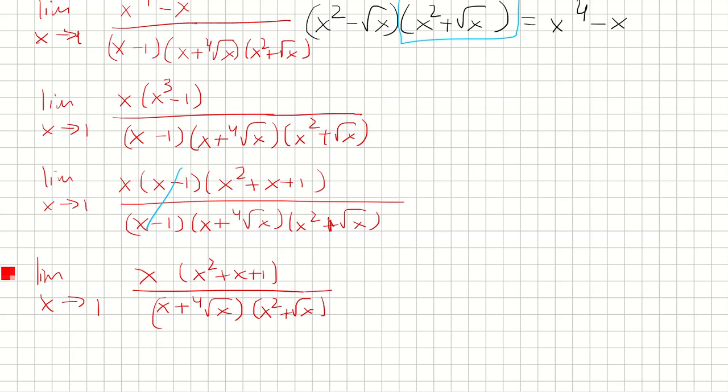Now we didn't have to rewrite it, we could have just plugged it in here, but I just rewrote it. So we have 1 times 1 squared plus 1 is 3, over 1 plus fourth root of 1 is 2, and then 1 squared plus square root of 1 is also 2. So this is just 3/4 as our limit.